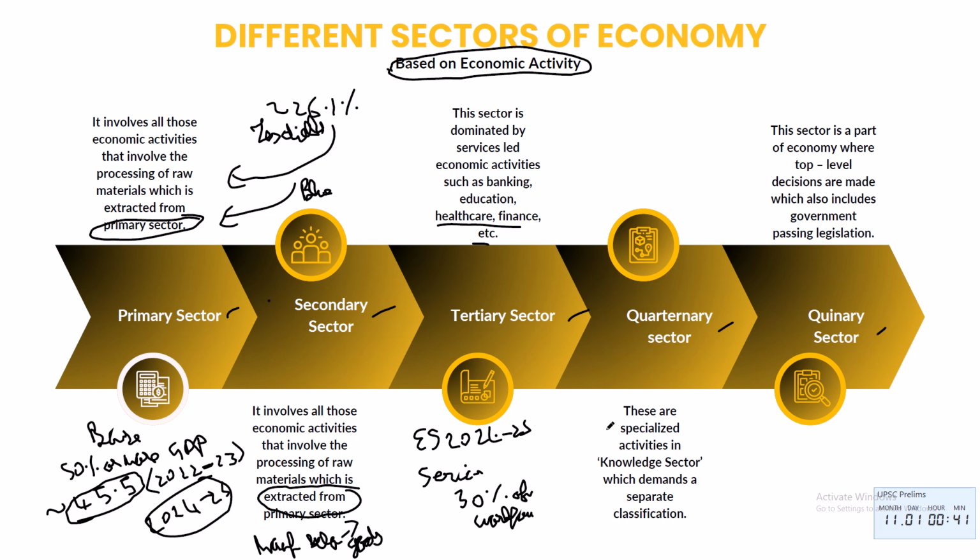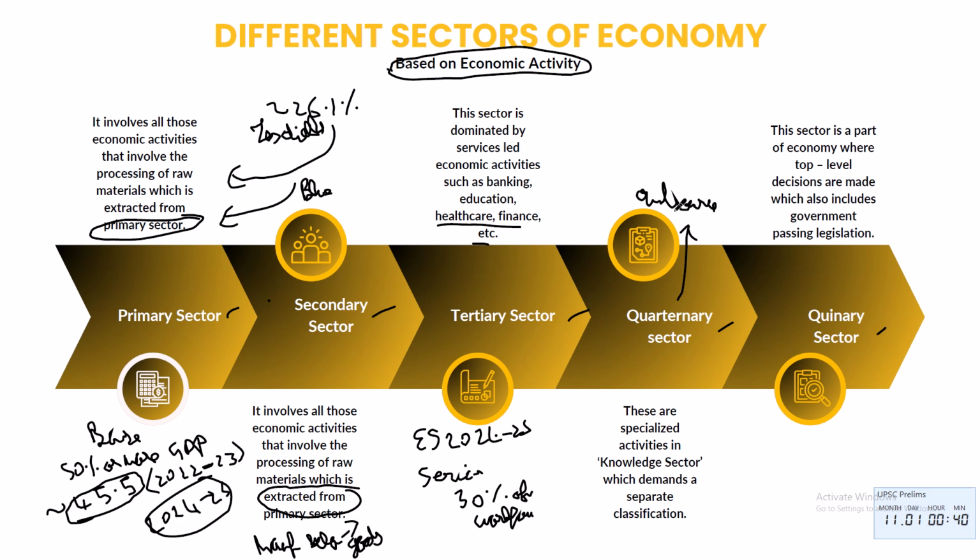Next is the quaternary sector. These are specialized activities in the knowledge sector which demand separate classification. It's an intellectual aspect of the economy where it enables entrepreneurs to innovate and also improve the quality of services offered in the economy, like personnel working in office buildings, schools, classrooms, hospitals, doctors' offices, theaters, accounting, brokerage firms, all come into this sector. Like the tertiary functions, quaternary functions can also be outsourced.